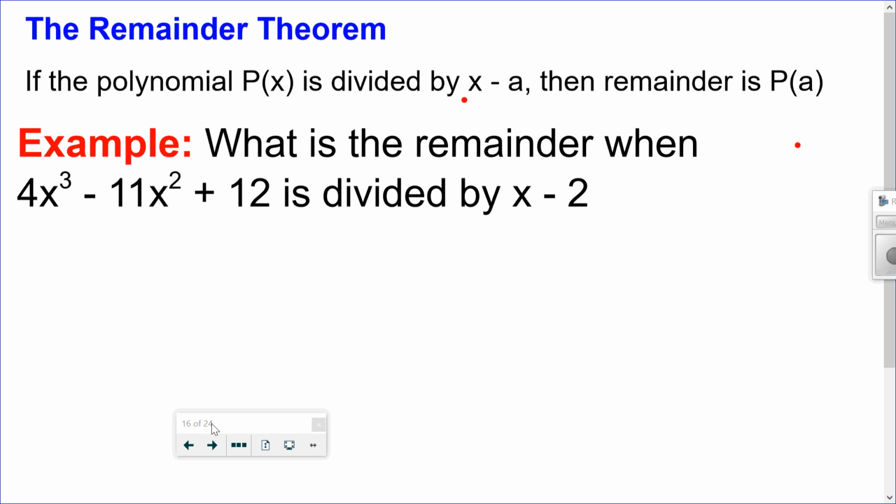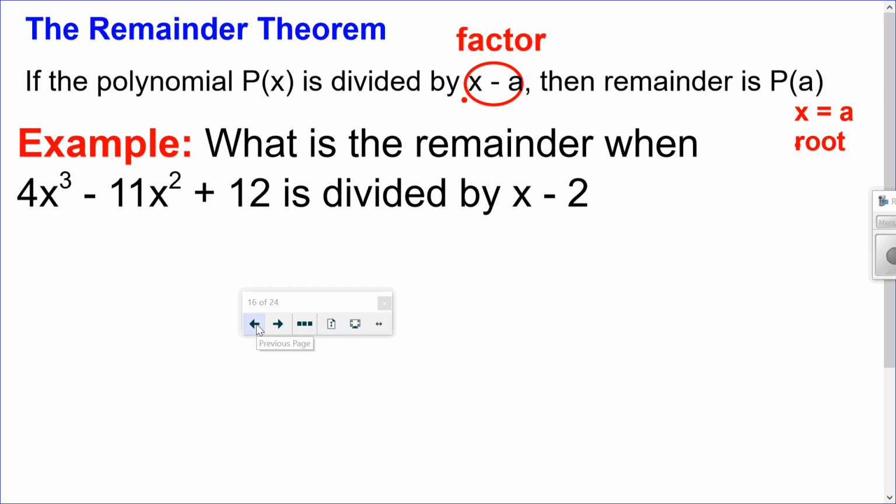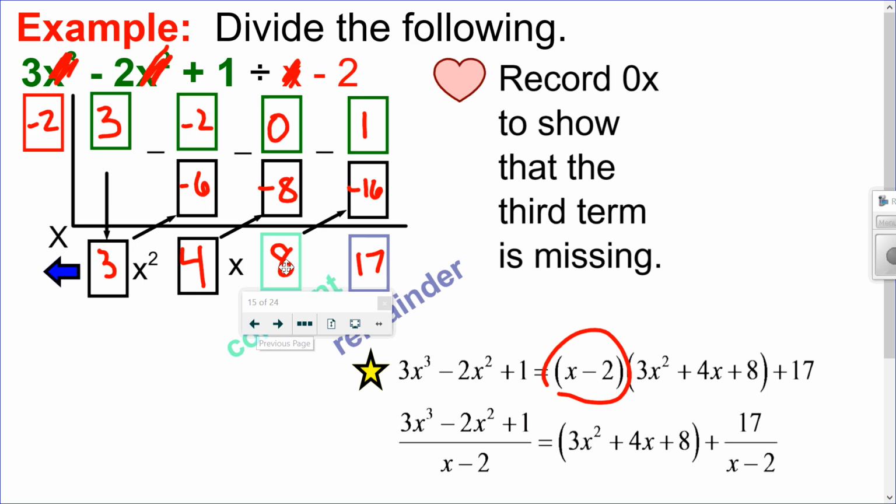So this brings us to the remainder theorem. If I have a polynomial that is divided by x minus a, that's the factor, then the remainder is going to be the value of the polynomial for a, meaning x equal to a is the root. Well, let's just check how that actually works. Let's go back to that last question that we just did. Okay, I want to check if that's true.